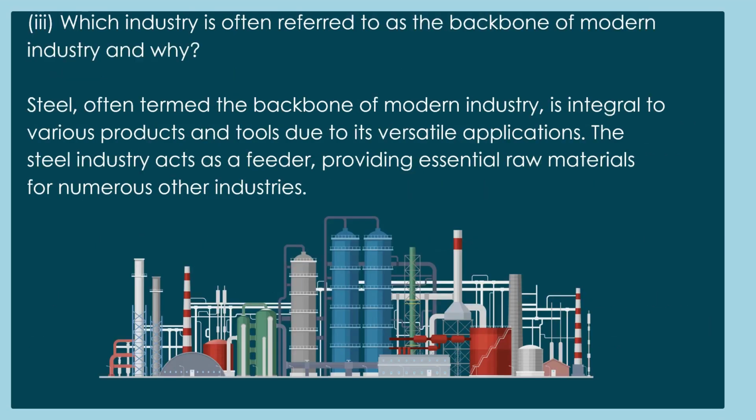Which industry is often referred to as the backbone of modern industry and why? This is steel, often termed the backbone of modern industry. It is integral to various products and tools due to its versatile applications. The steel industry acts as a feeder, providing essential raw materials for numerous other industries.